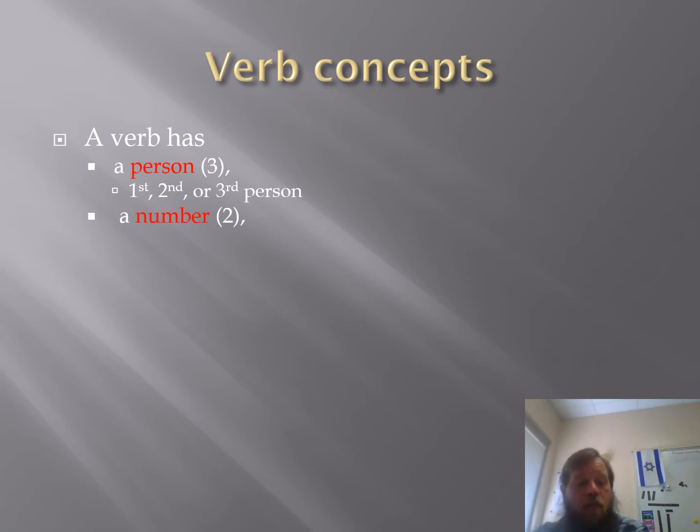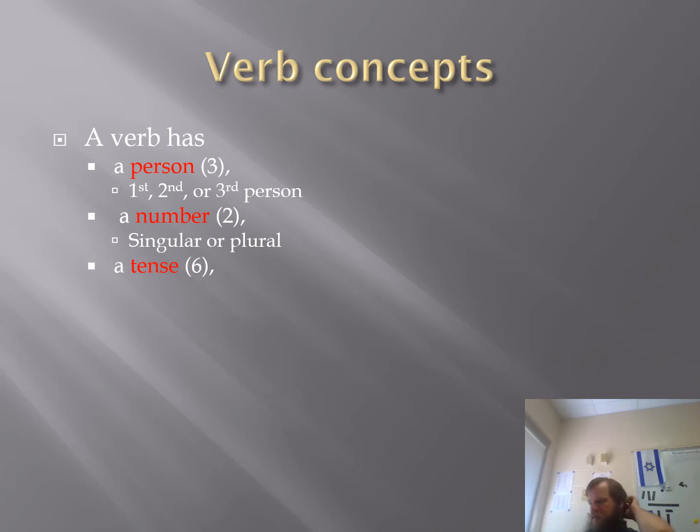Verbs also have number. Very simple. They can be singular or they can be plural. These two things combined give you 6 possibilities. First person singular, second singular, third singular, first plural, second plural, third plural. I, you, he or she or it, we, y'all, they.